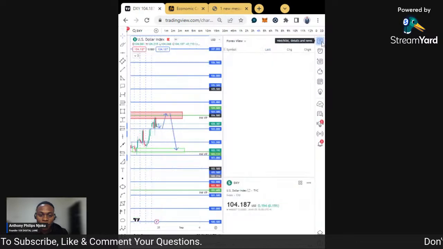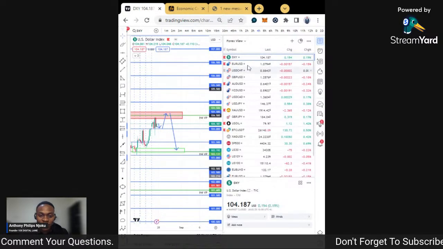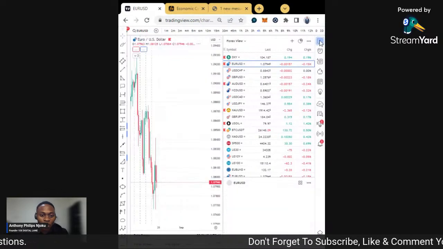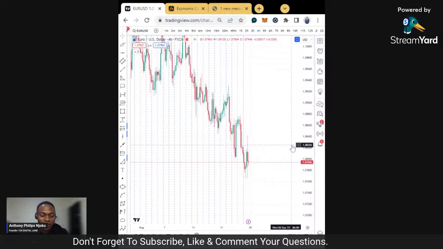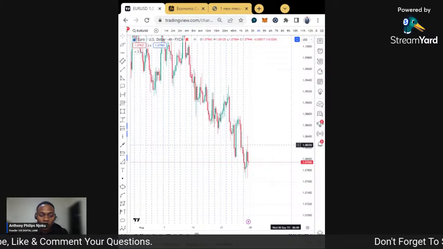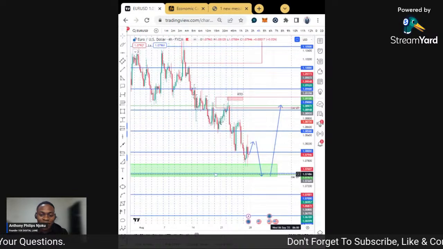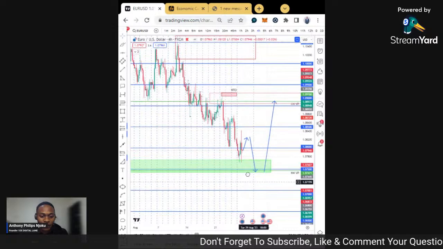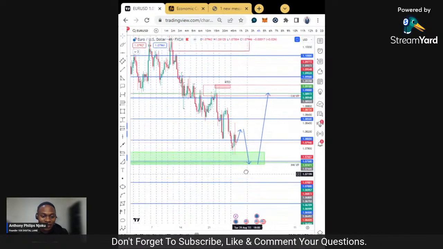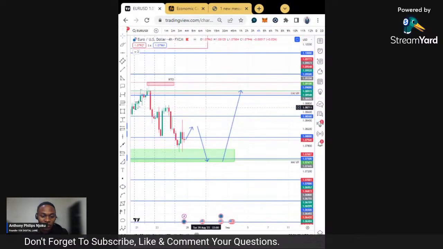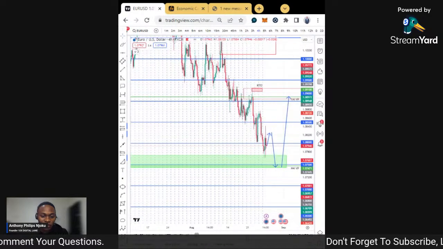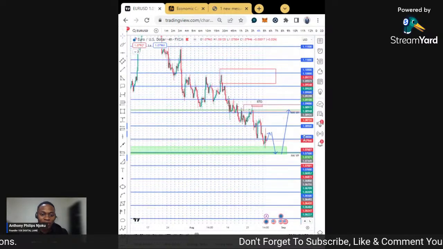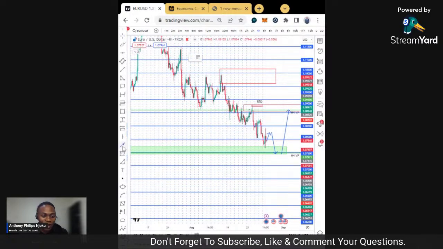Okay. So the next on the list is Euro USD. And like you already know, Euro USD is 90% correlated to the DXY. So if the DXY is going up, Euro USD will be going down. So the same setup we expect for the DXY, we have a similar setup for Euro USD as well.